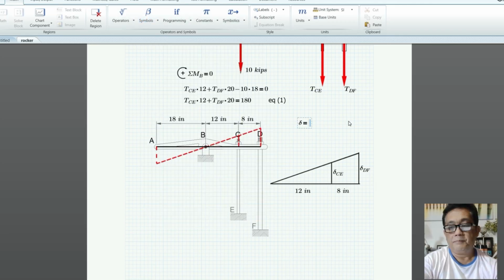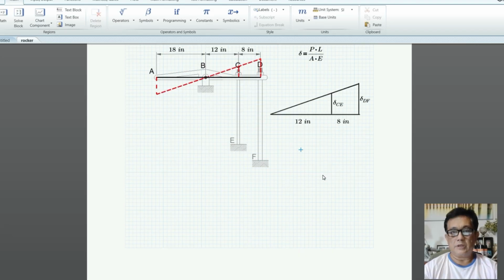Deformation is equal to P times L over A over E. So P here is the internal force, L is the length of the rod, A is the cross-sectional area of the rod, and E is the given modulus of elasticity. So by ratio and proportion, delta sub CE is to 12 as delta sub DF is to 20. That's 12 plus 8. Now using this formula, let's copy that.